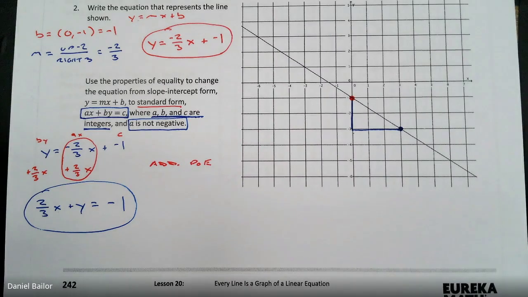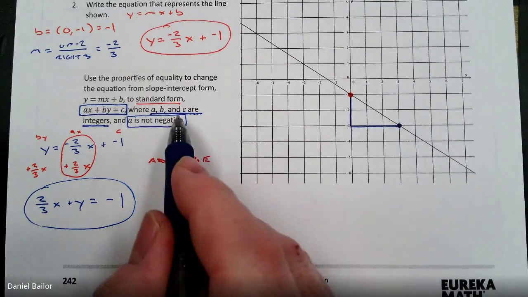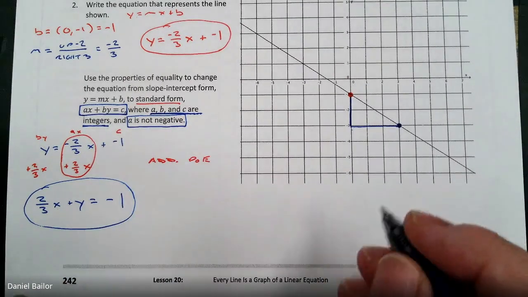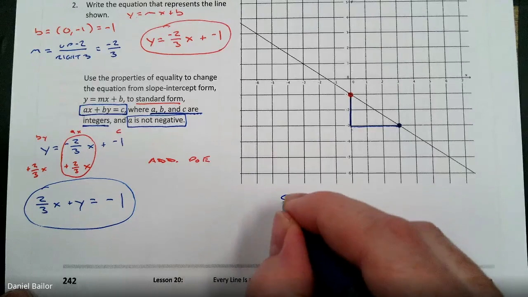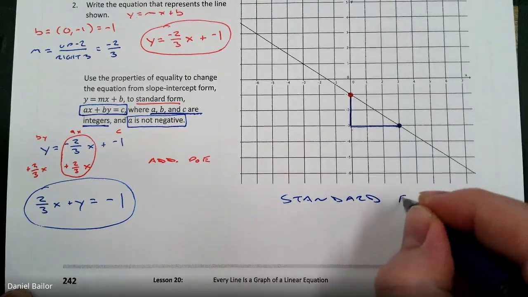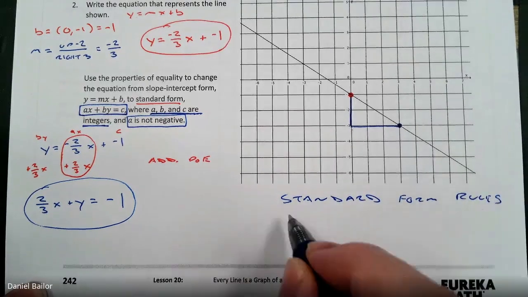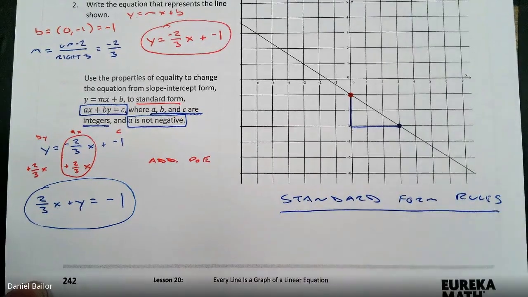Let's fix this, because 2/3 is a fraction, it cannot be a fraction. So, standard form rules. Let me write these down because I should have written these down already. But let's write them down right here so you have them.